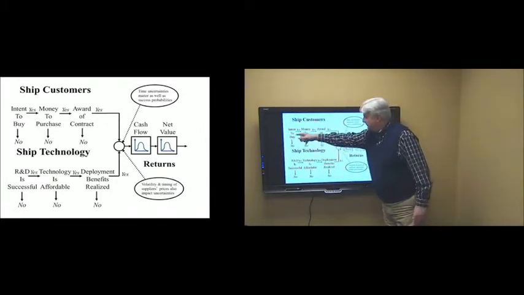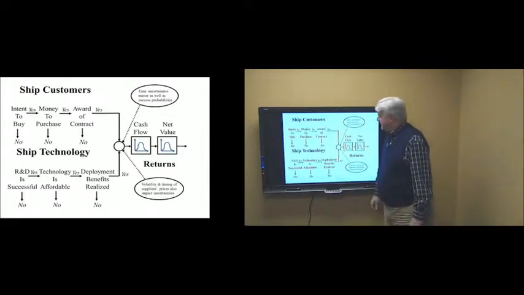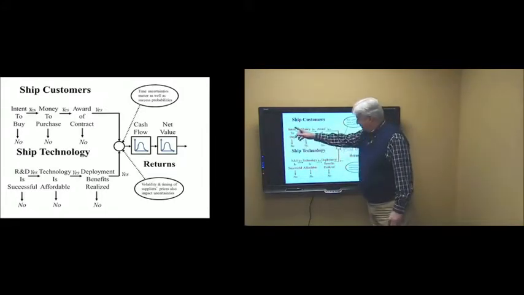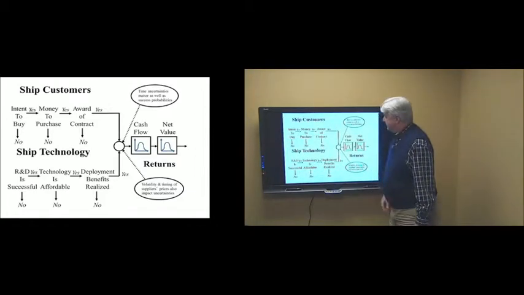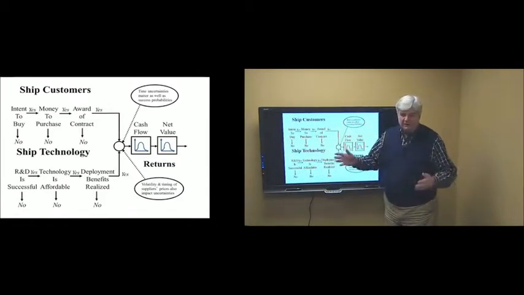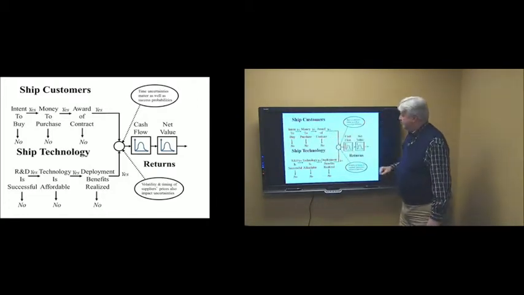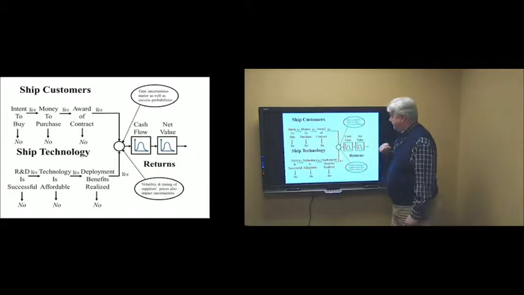Well, one is the customers. Does Congress have the intent to buy? So will they agree to authorize the purchase of a ship? Second problem, will they appropriate money? They might agree to authorize it but not appropriate money to purchase it. Who will win the award? So here's the customer side.